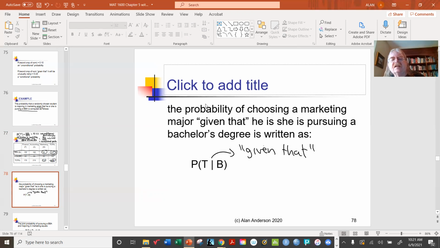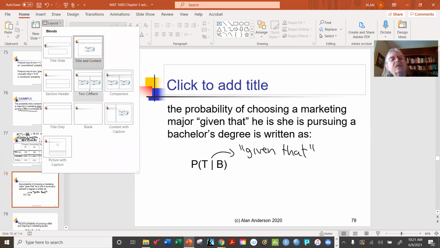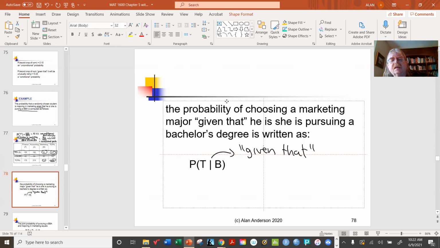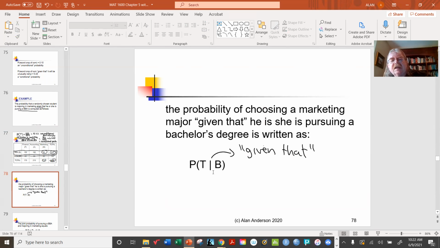So in other words, that's a much more compact way of saying what we had earlier. What's the probability that this student I've chosen from among the business student, bachelor's degree students is studying marketing? So that slash is pronounced "given that." And that tells me that this event is known to be true. This event is what we're actually trying to calculate the probability of. All right, so we call that a conditional probability.